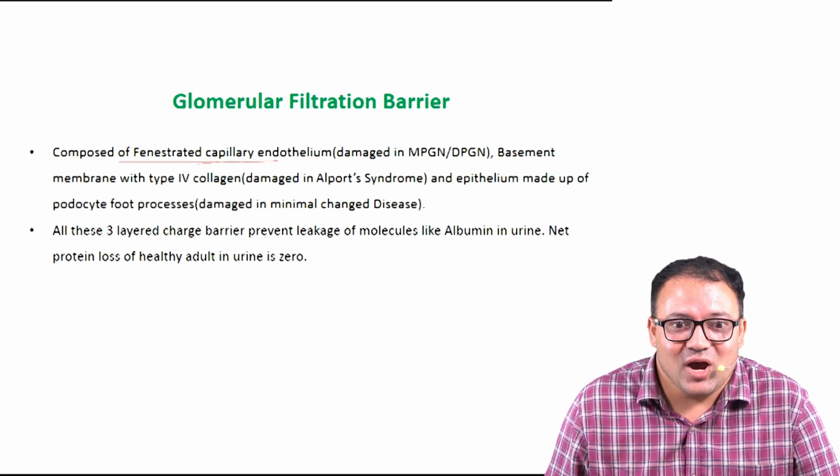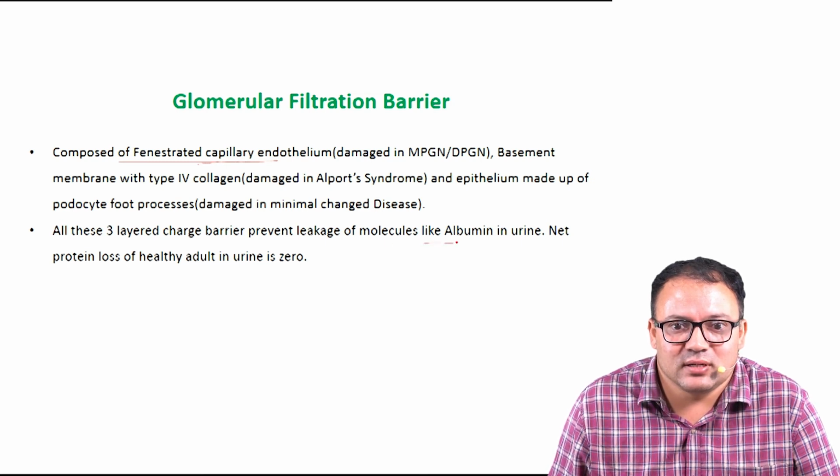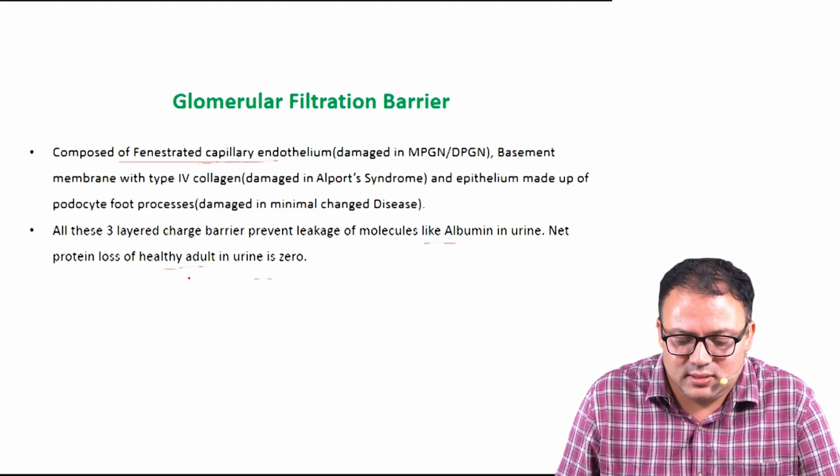All these three layers, with the charge barrier, prevent leakage of molecules like albumin into the urine. So do you excrete albumin in the urine? No. So the net protein loss of a healthy adult in the urine is 0.